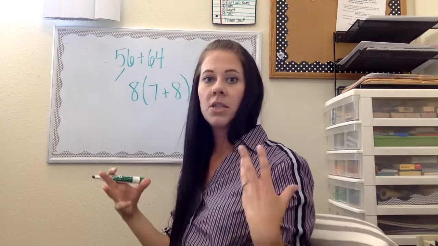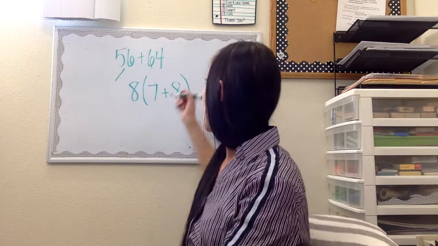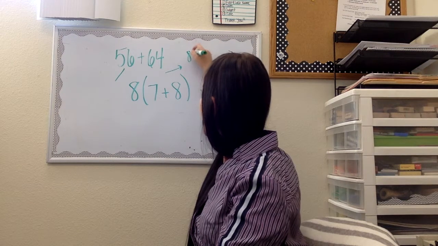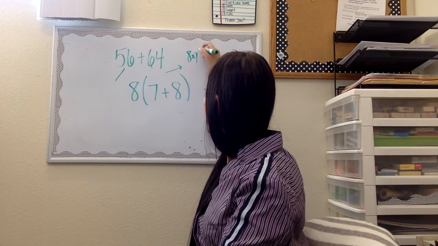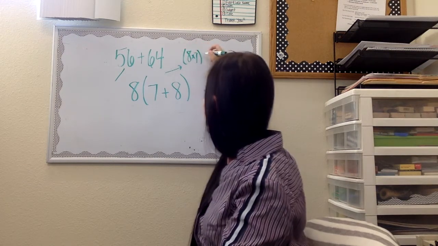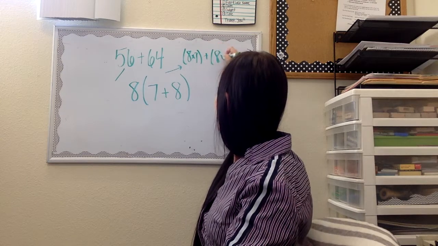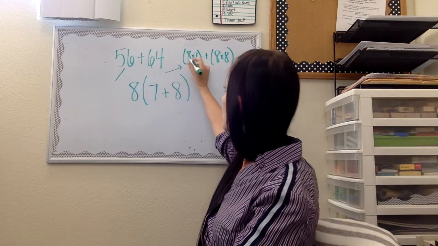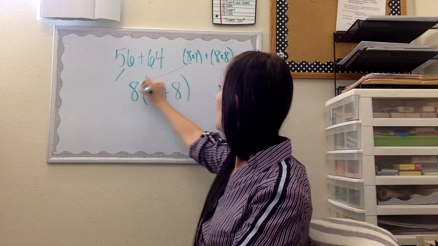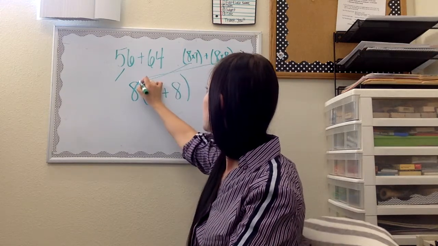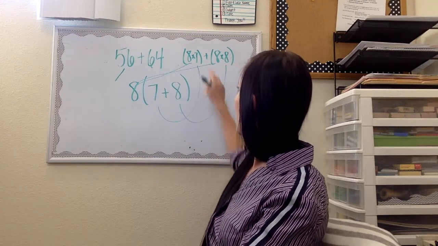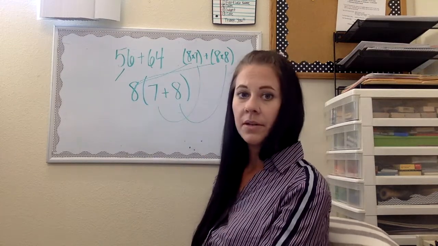Okay, so we turn this into a distributive property. There is a step in between if you want to see it. You're saying 8 times 7 is 56 plus 8 times 8 is 64. And then this is where we pull that 8 out in the front, and then this 7 and this 8 go here, and we keep the addition sign in between.